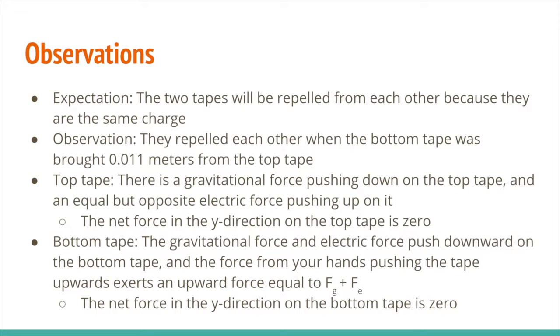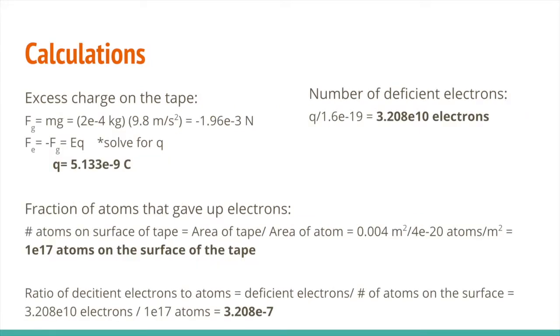On the bottom tape, the gravitational force and the electric force push downward, and the force from your hands pushes the tape upward and exerts a force equal to Fg plus Fe. Because of these three forces, the net force in the y direction on the bottom tape is 0. To find the excess charge on the tape, I first had to find the gravitational force by doing m times g. I found it to be negative 1.96 times 10 to the negative 3 newtons.